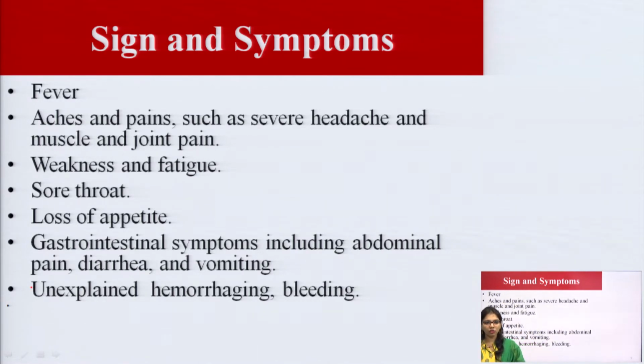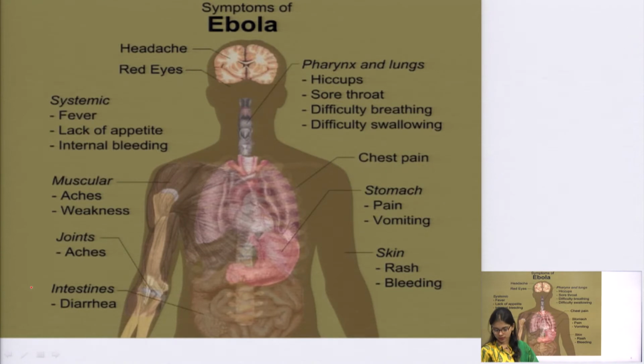Unexplained hemorrhagic bleeding. The Ebola virus is basically introduced into the human population when people come in close contact with infected animals.